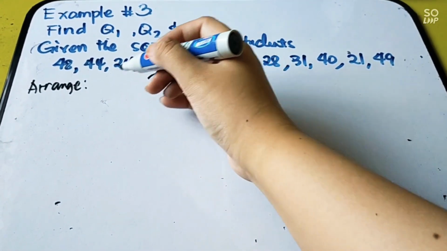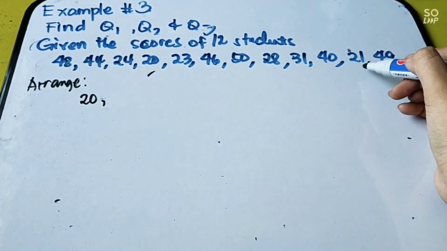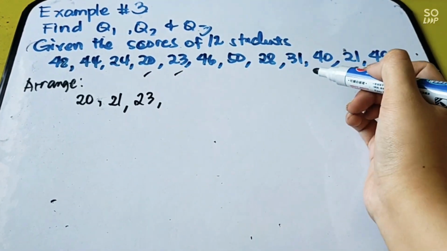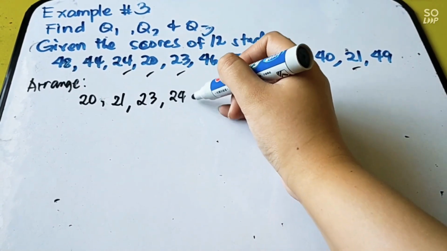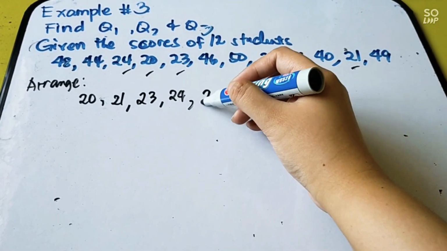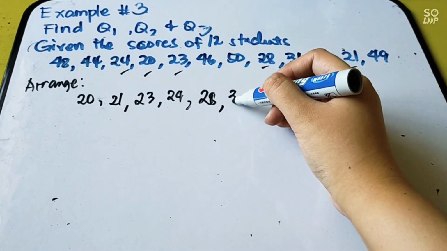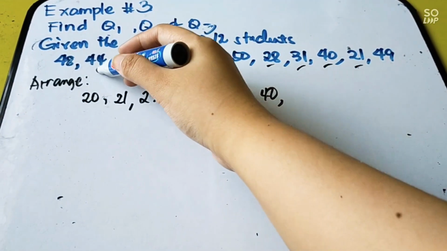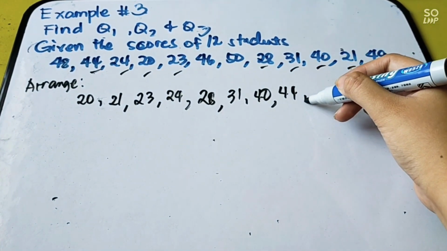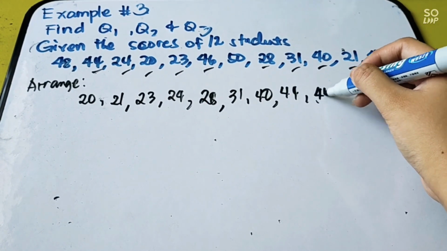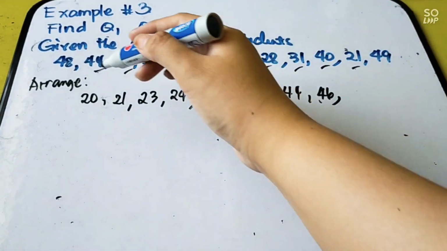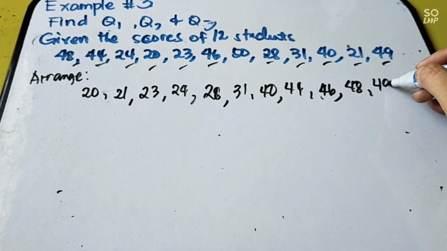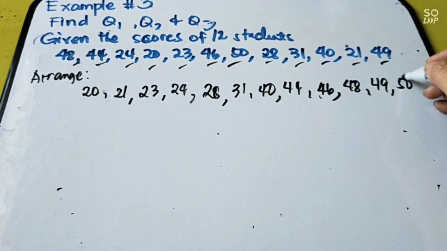So, the lowest score we have here 20. Right here 20. Next, we have here 21. Next, we have here 23. Next, we have 24. Next, we have here 28. Next, we have 31. Next, 40. Next, we have 44. Next, we have here 46. Next, we have here 48. Next, we have 49. And the last one, from the highest score, we have here 50.